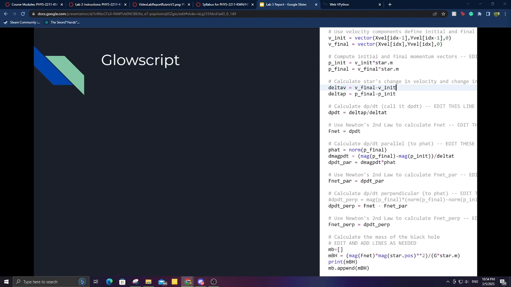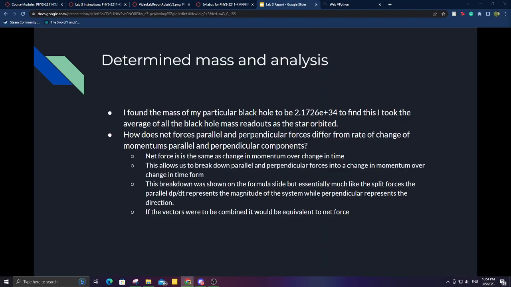Here's a picture of my significant changes in GlowScript. The majority of work done in GlowScript was building up from the change in velocity to change in momentum and finally parallel and perpendicular forces. From there, we could determine the net force and solve backwards using the gravity formula shown towards the bottom. We could do this because it was stated that the only force acting on the star was gravity.